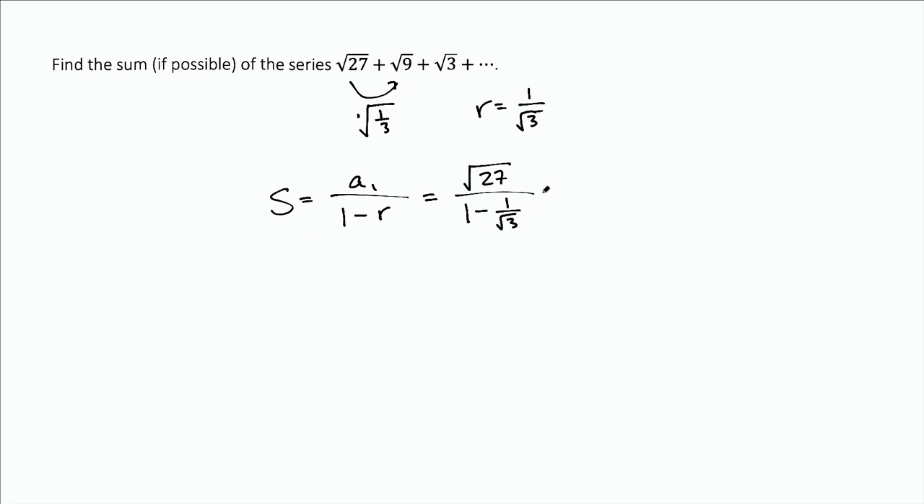Because we've got a nested fraction here, we'll get rid of that denominator. So we're going to multiply by root 3 over root 3. And in the numerator, we get the square root of 81, which is simply 9. And in the denominator, if we distribute, we get the square root of 3, and then minus 1 over that times root 3 is just minus 1. So this is 9 over root 3 minus 1.